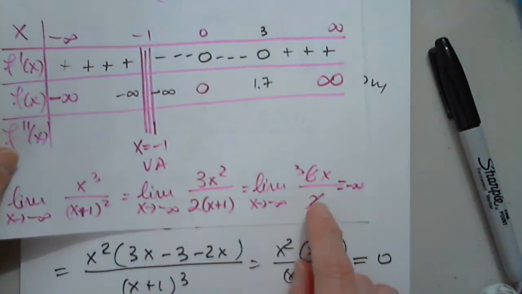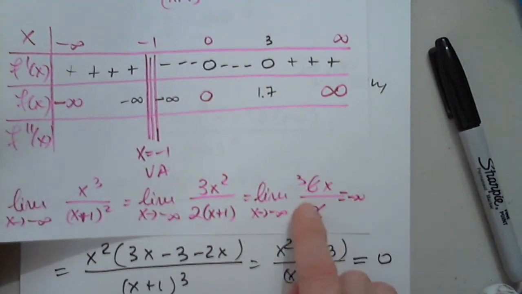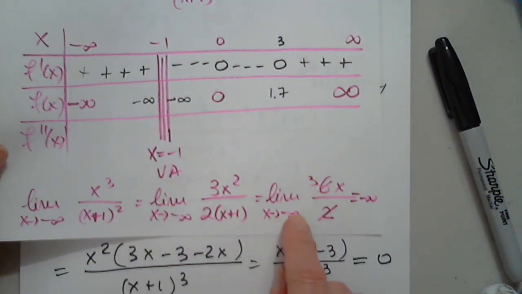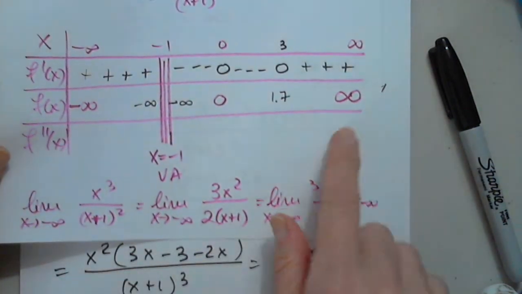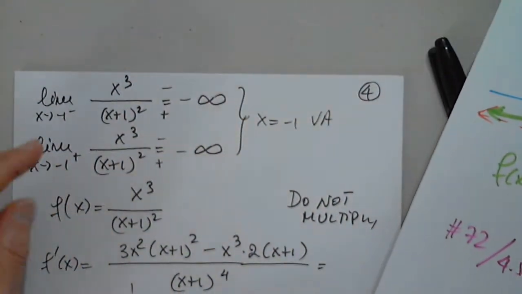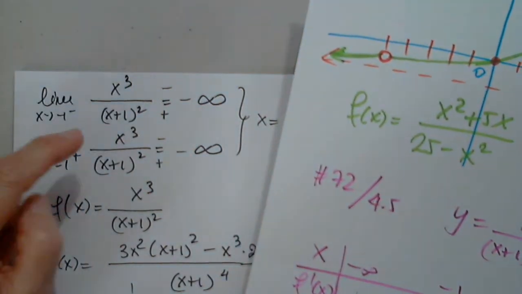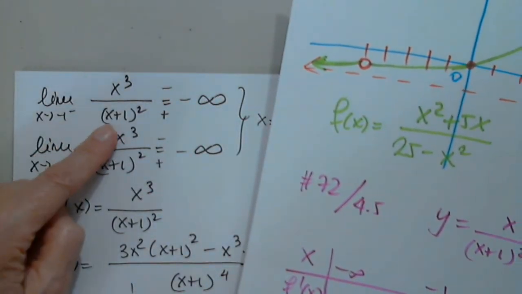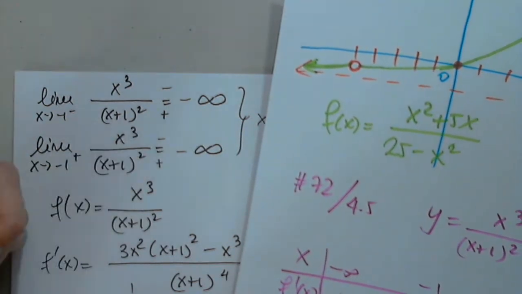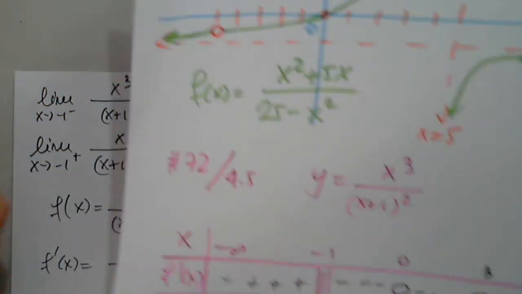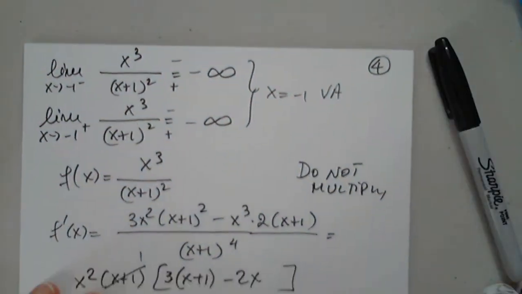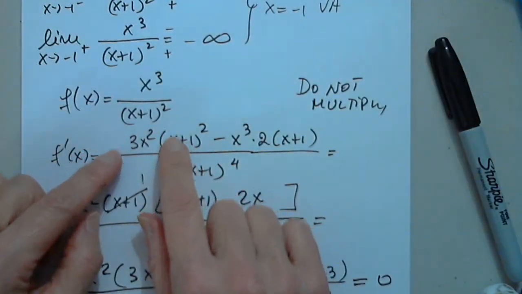The limit from the left is negative infinity. That's correct. The limit to infinity is infinity. So these are okay. Now I'm checking back here. Negative 1. The top is negative. The denominator, negative 1. The top is always positive. So both are negative. Okay, let's see the first derivative.